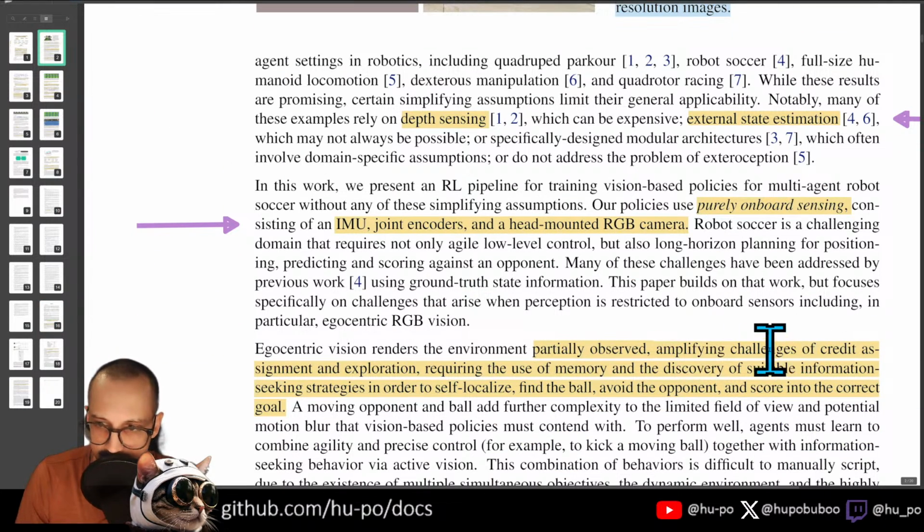Amplifying challenges of credit assignment and exploration. Credit assignment is the problem that in reinforcement learning, you have a reward, right?